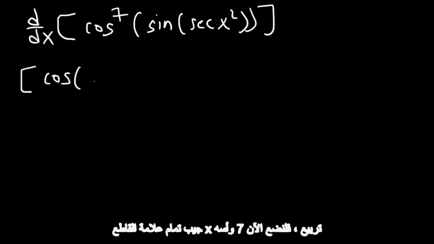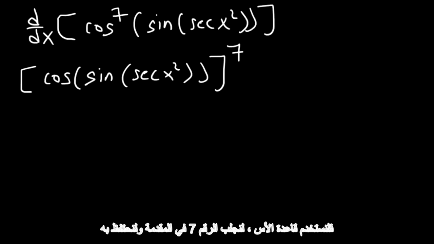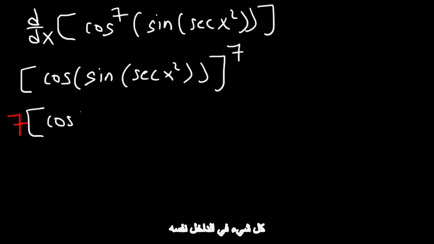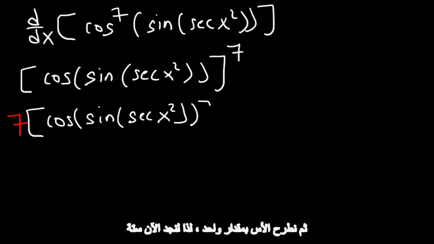What is the derivative of cosine raised to the 7th power of sine of secant x squared? So try that problem. So first, let's rewrite it as cosine of sine of secant x squared. And let's put the 7 in its exponent position. So let's use a power rule. Let's bring the 7 to the front, and let's keep everything on the inside the same. And then subtract the exponent by 1, so this is going to be 6.